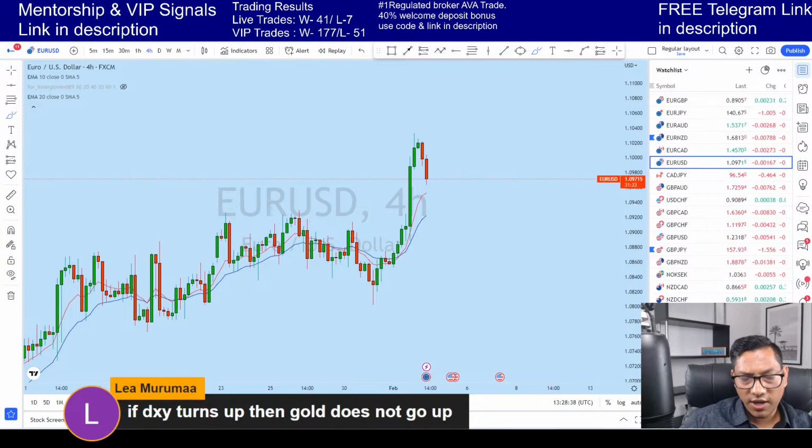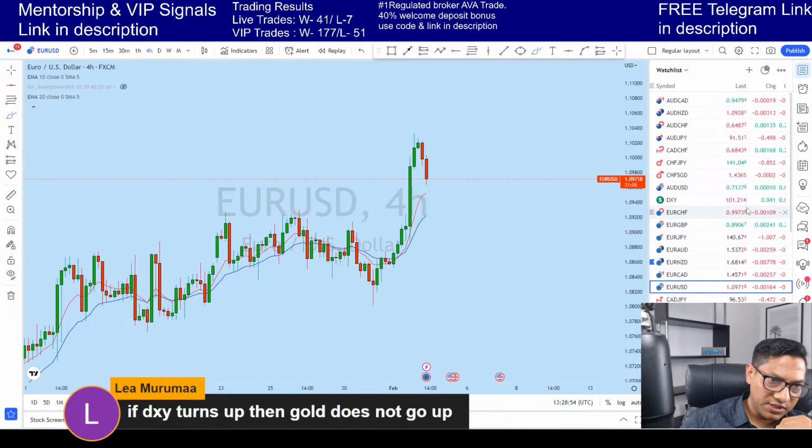So if DXY is going up, then everything is going to reverse. Gold will drop, GBPUSD will drop, euro dollar is going to drop, AUDUSD is likely to drop. And the way I have seen in my experience, DXY is reversing. So it's a good point to note down.